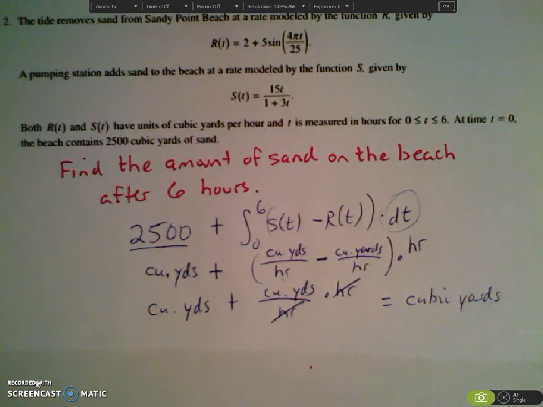It's good to analyze the units in any mathematical problem to see if you're on the right track.